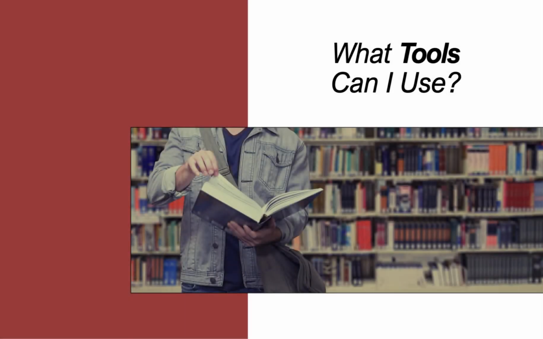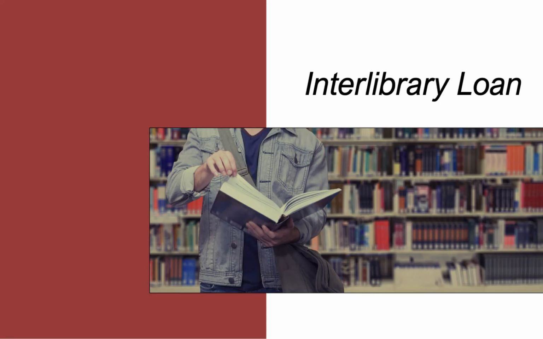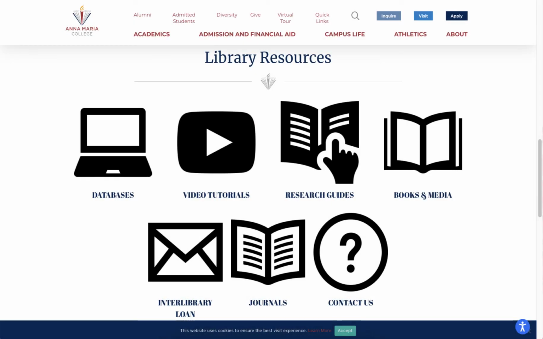Beyond databases, there are a few other library tools that can be useful when writing a research paper. One of these tools is Interlibrary Loan. If you've come across an abstract or citation-only article that you would like full access to, or if you've searched using another database such as Google Scholar and found an article you'd like to use but isn't owned by Anna Maria, you can request an interlibrary loan.